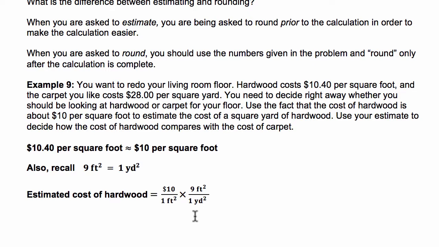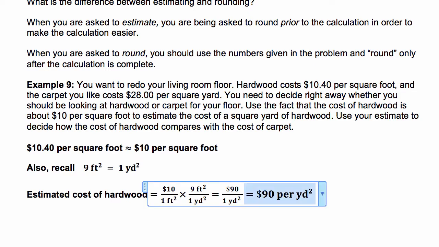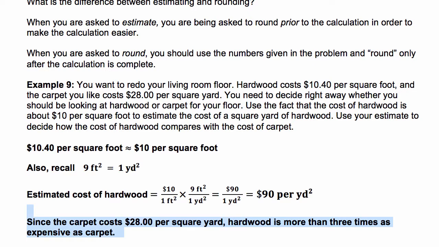When we multiply the numerators, we get $90. When we multiply the denominators, we get 1 square yard. Notice that square feet canceled out since there was a square foot unit in the numerator as well as the denominator. Thus, the estimated cost of the hardwood is $90 per square yard. Since the carpet costs $28 per square yard, hardwood is more than 3 times as expensive as carpet.